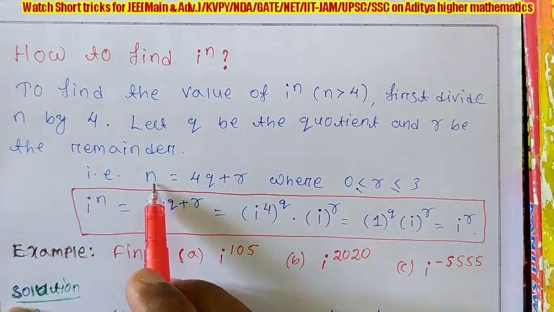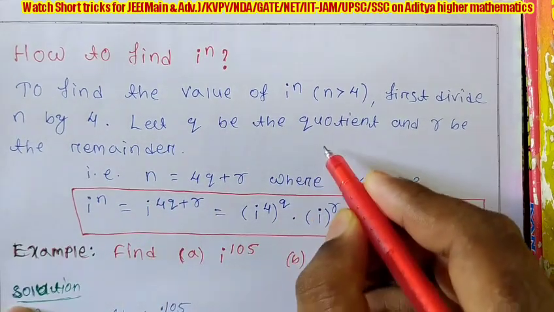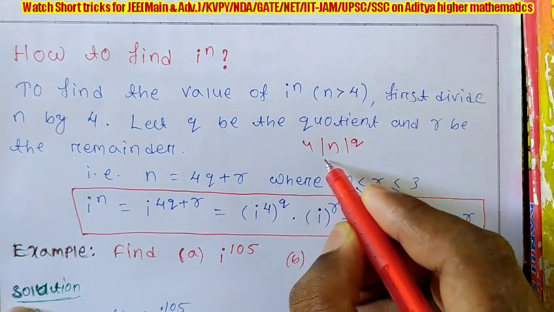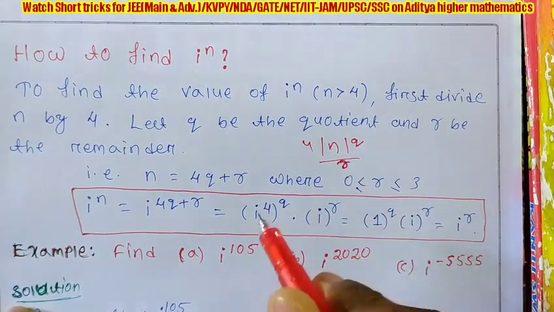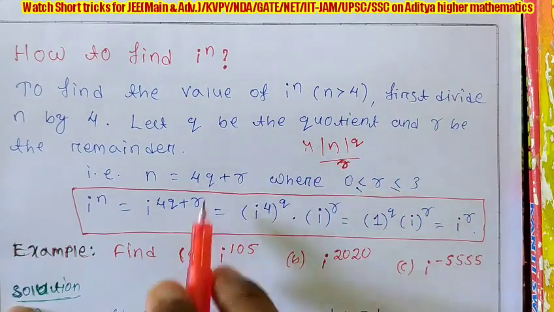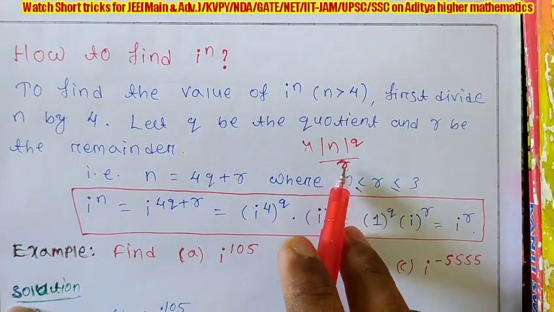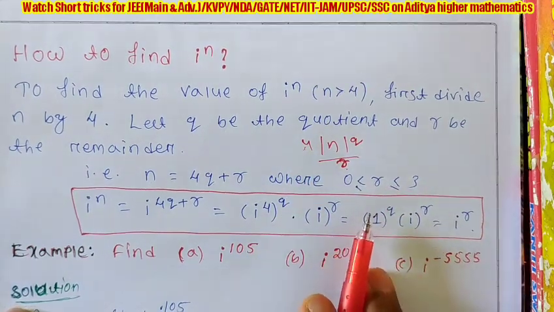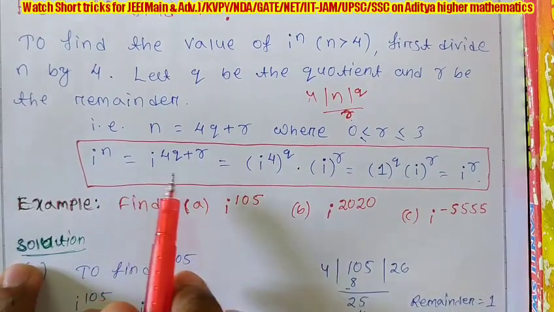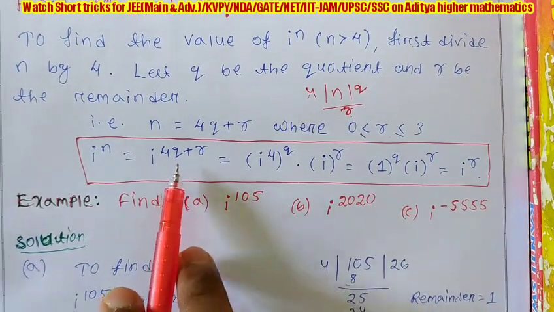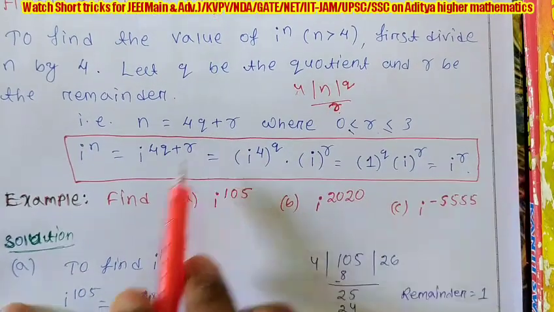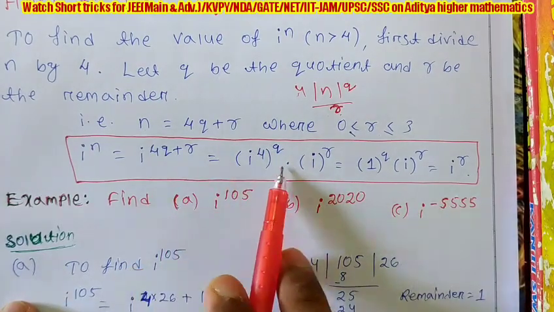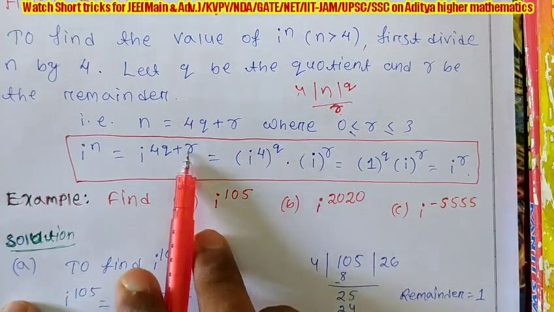Then you know that when you divide n by 4, if you get quotient q, the remainder is r. Then you can write 4q plus r is n, and since r is the remainder when dividing by 4, r is always less than or equal to 3. Now you can write i to the power 4q plus r, because n is 4q plus r. Then separate i to the power 4q, since the power is an addition, you can separate it by multiplying i to the power 4q and i to the power r.